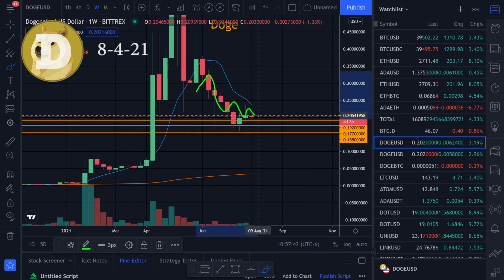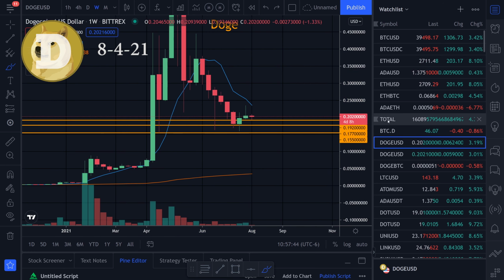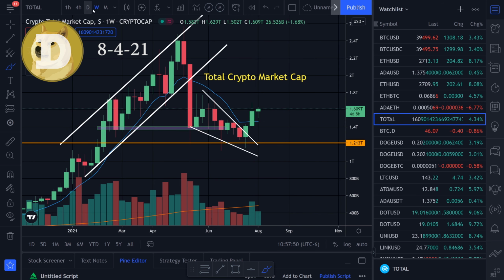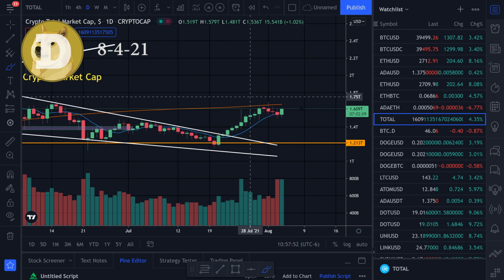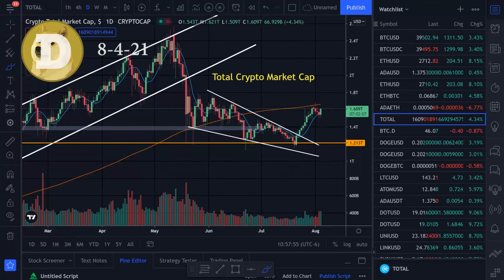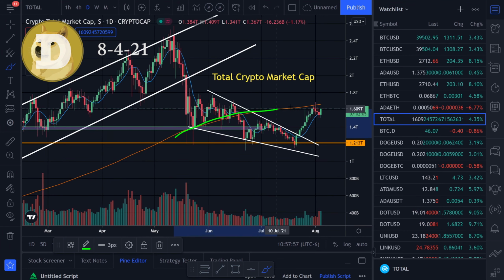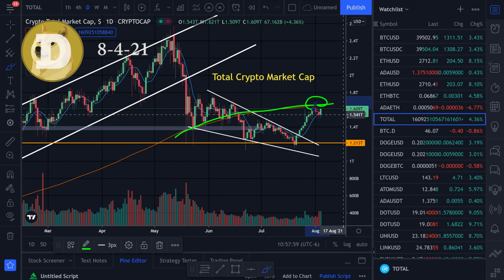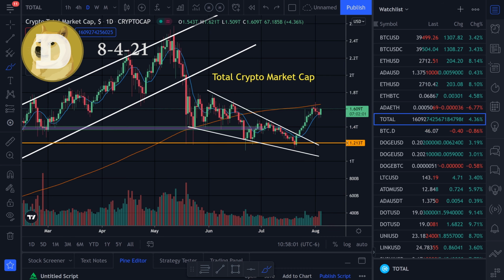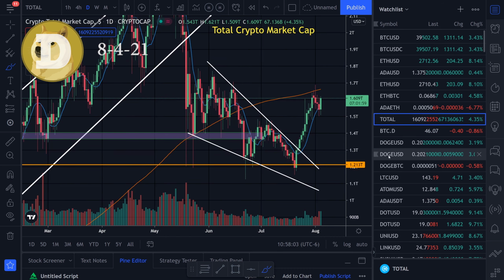I'm kind of assuming that we're heading down, but like I said, the total crypto market cap and Bitcoin and all these other coins, it looks like we're doing pretty decent. I like the way the total crypto market cap is looking. And it looks like on the total crypto market cap, the 180 moving average on the daily time frame might be giving us trouble too. So these are a couple of things that I'm watching, and I'm not sure what's going to happen.